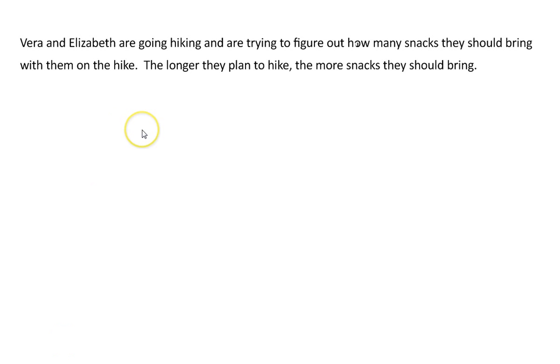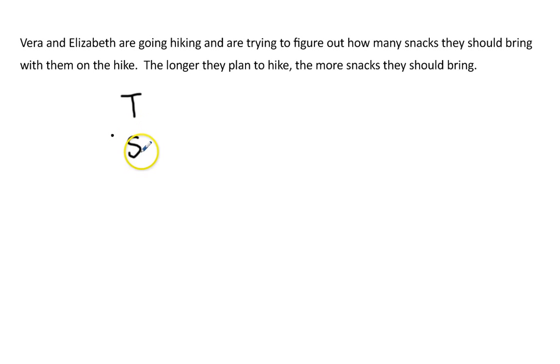Vera and Elizabeth are going hiking and are trying to figure out how many snacks they should bring with them on the hike. The longer they plan to hike, the more snacks they should bring. So we have two variables here. We have the amount of time, right? We'll call it T for time, and we'll call it S for snacks.